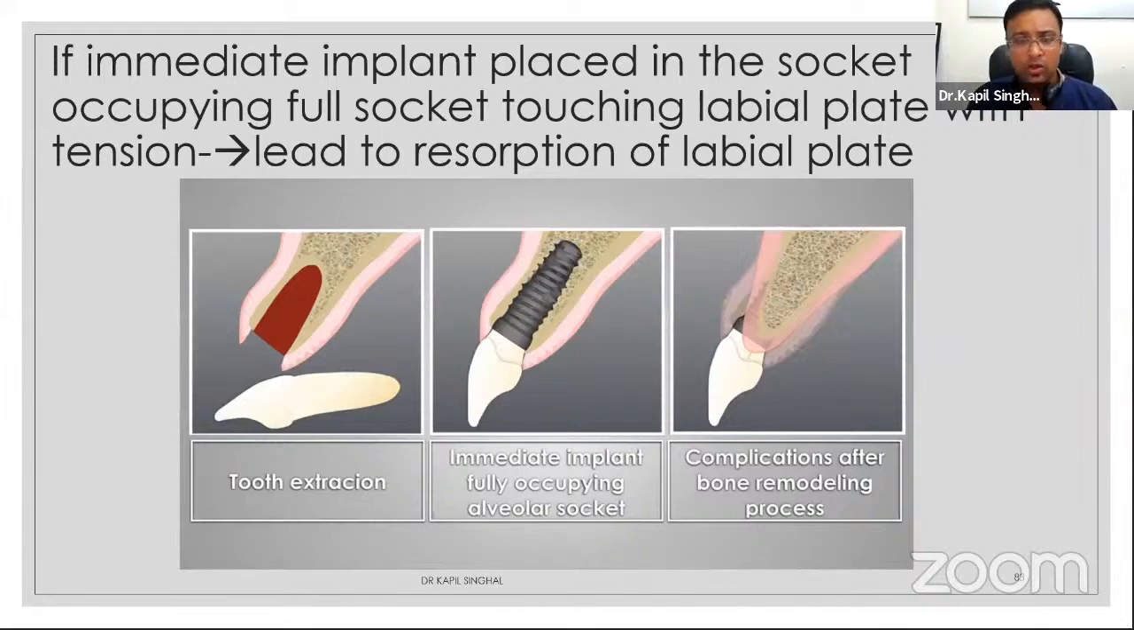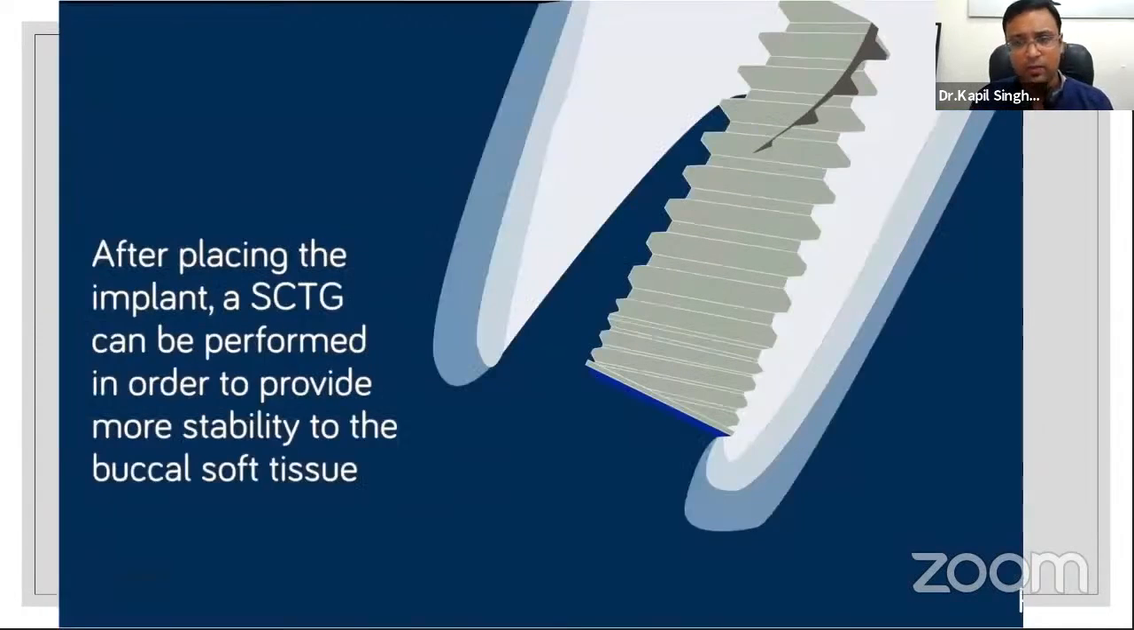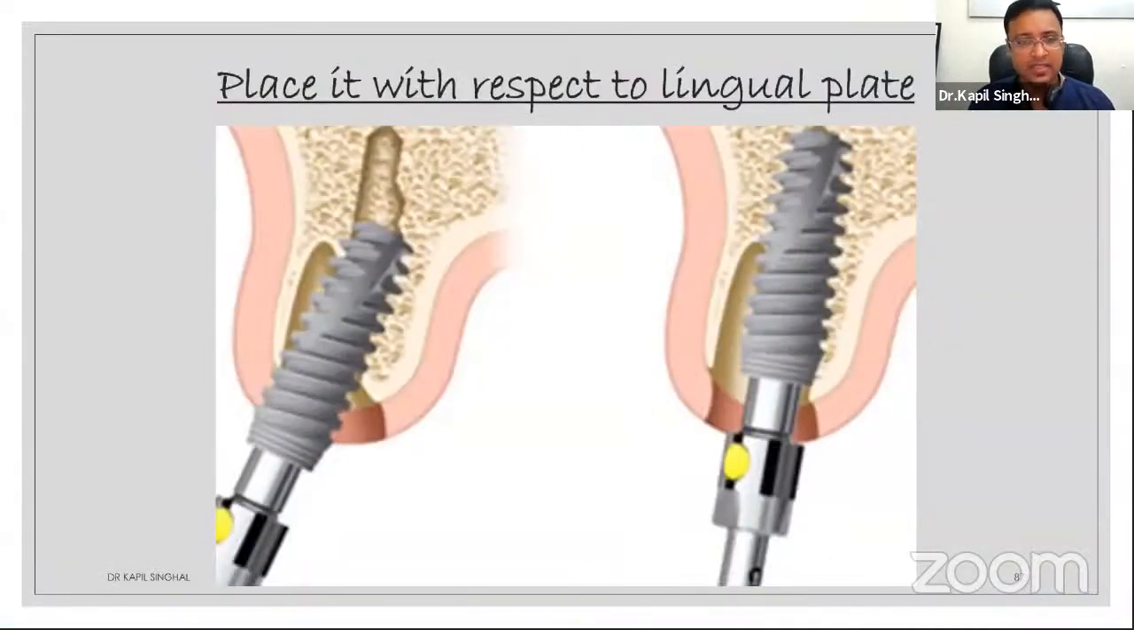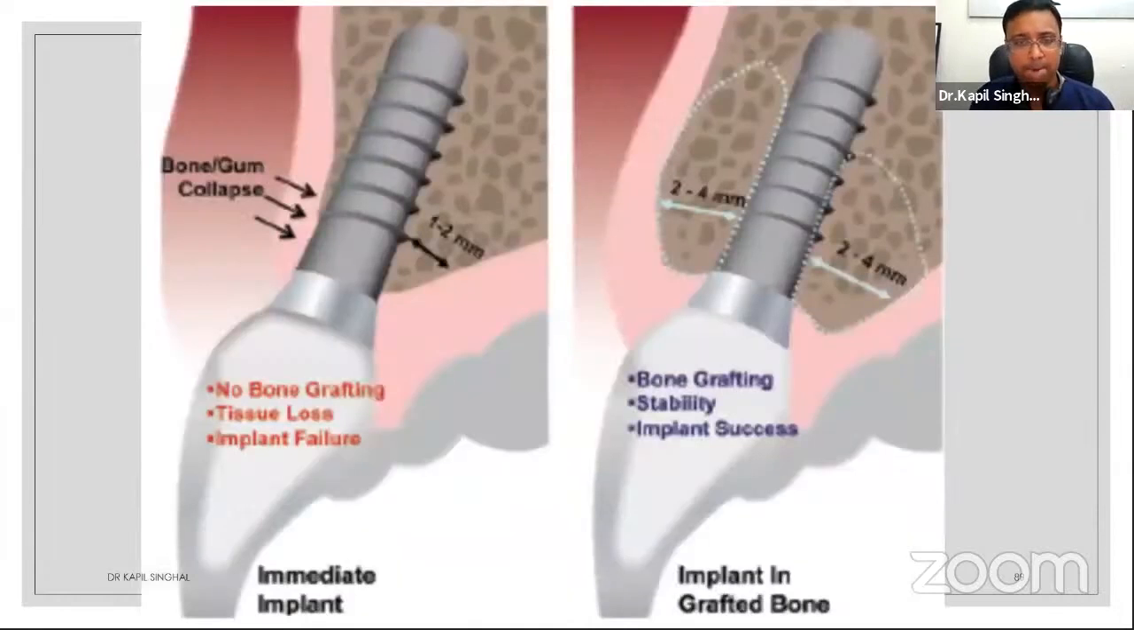So if you're placing an implant directly in the socket, this is what will happen. Same picture, same play: don't place the implant touching the labial plate. Place it with respect to the palatal plate in the socket. This will also help you get a good emergence profile for your prosthesis. These slides show that we should place from the palatal wall into the socket, so you drill along the palatal bone, then keep on drilling in the socket, and the placement should be in a proper way.